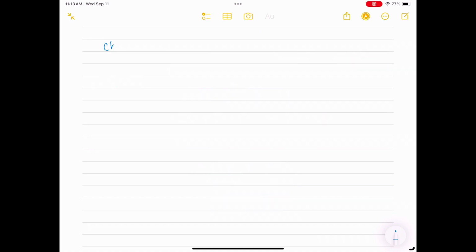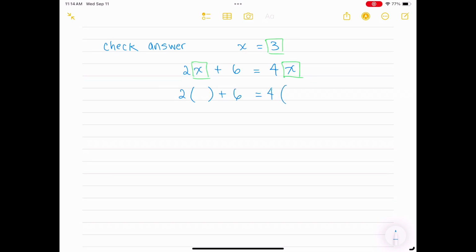Now we need to check our answer. We plug in 3 for x into the original equation, 2x plus 6 equals 4x. We rewrite the equation using parentheses for x to show that the numbers will be multiplying with the solution 3 for the variable. So we have 2 times 3 plus 6 equals 4 times 3, and we write a question mark to see if those two are equal. 6 plus 6 does equal 12, therefore the solution x equals 3 is correct.